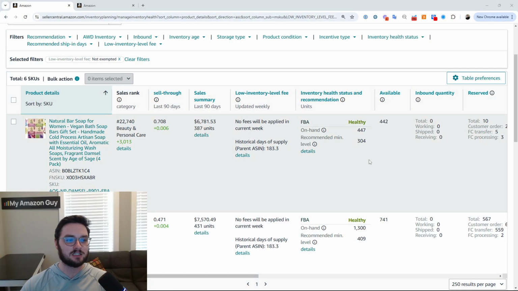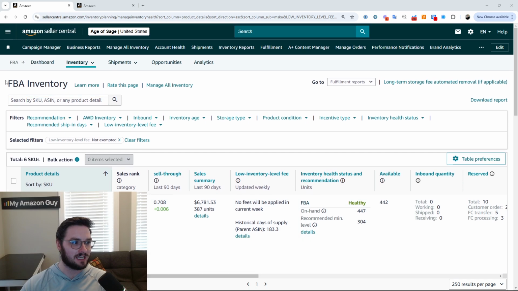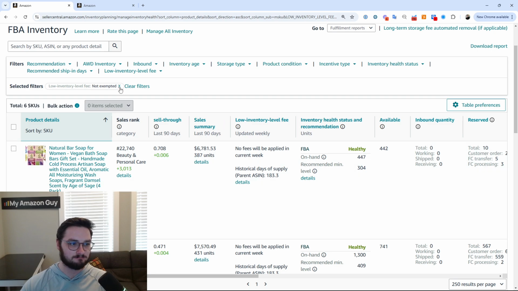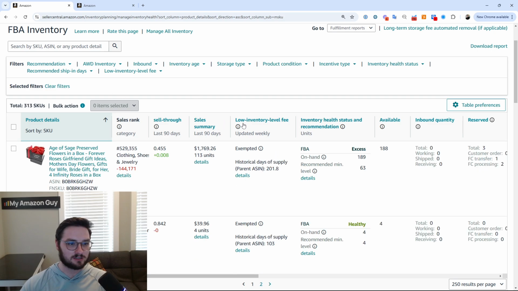So digging into Seller Central here, we'll be over in the FBA inventory tab where we can start looking at some of the products. Now, for these products, you can see a few different things. We'll see our low inventory level here. We will also see our sell through. This is going to be important here in a bit in the last 90 days. We can see our inventory health status and recommendations, our inbound quantity, our reserve quantity, and our available quantity.